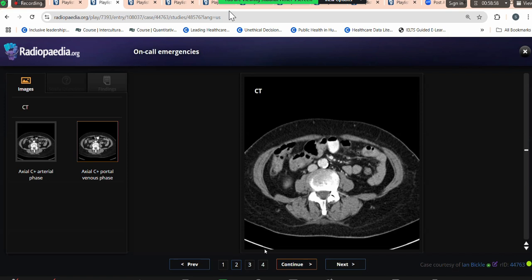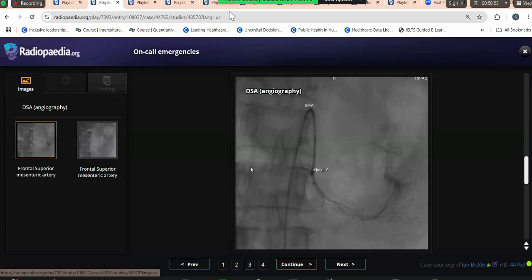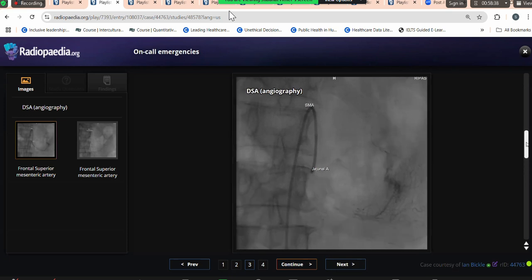You've got an amazing IR team in your department, okay? And they did this angiography. Can you give me some comments about this angiography? Are these scrollable images? Can I scroll them? Yeah, these are scrollable.